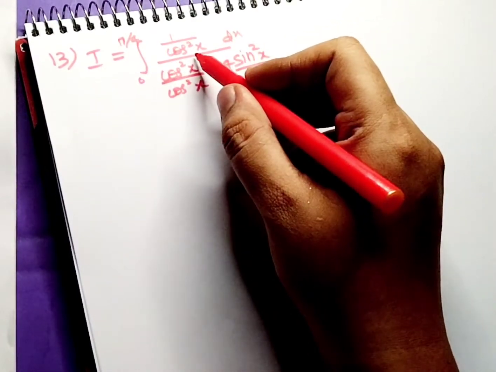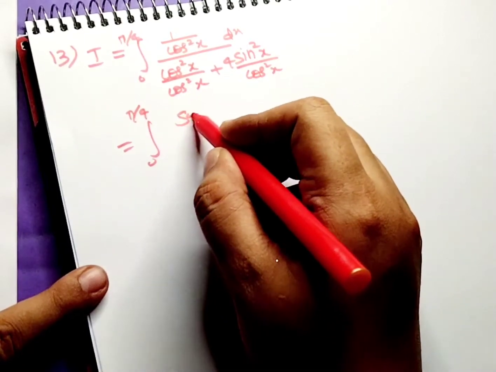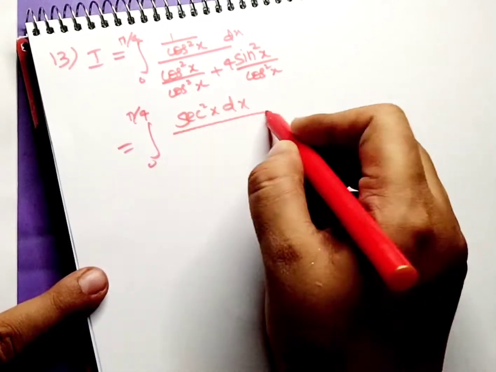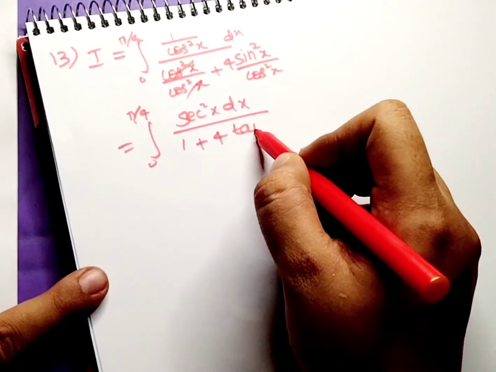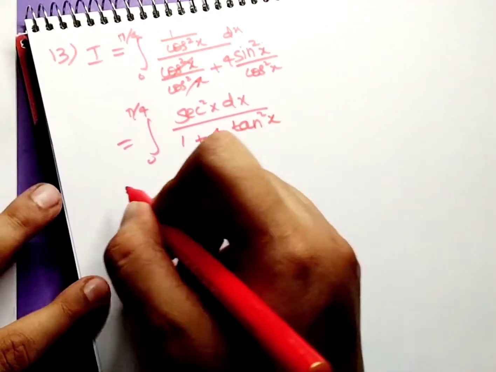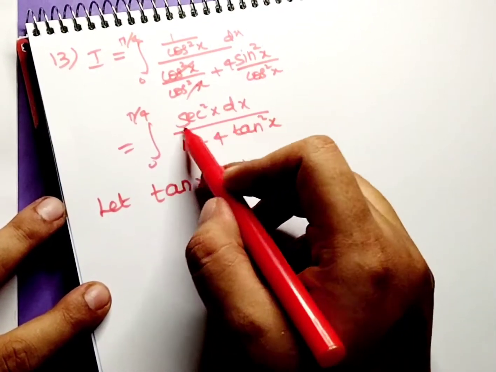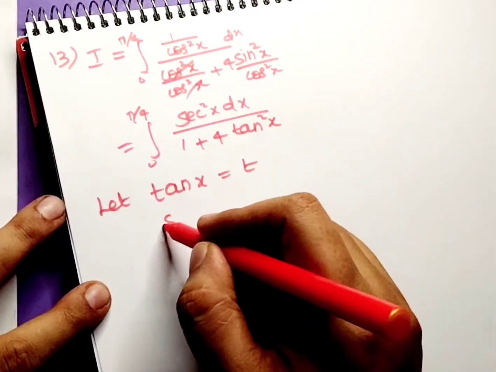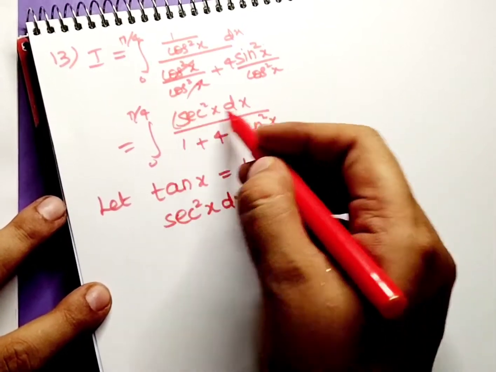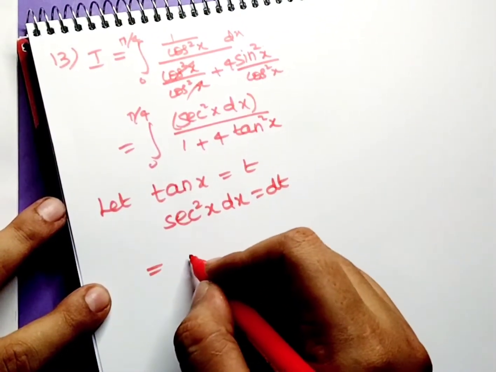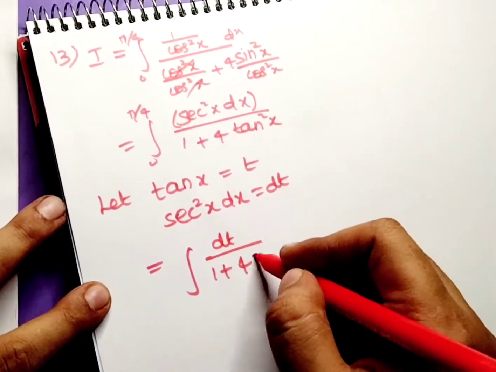We know the reciprocal, isn't it? 1 by cos square is secant square. So 0 to pi by 4 secant square x dx. Denominator, here this gets cancelled, and 4 sin square by cos square is tan square x. We will try to do it with the substitution method, taking tan x as t, because only secant square we have in the numerator. So when we differentiate with respect to x, we get secant square x dx equal to dt, replacing the secant square x dx as dt by 1 plus 4 into tan x is t, power 2 we have.